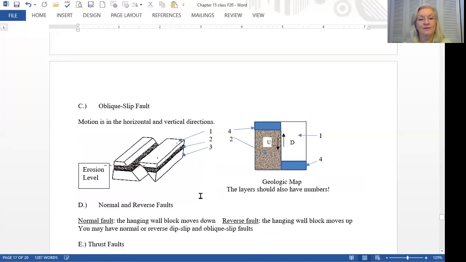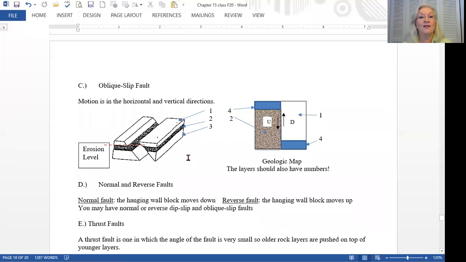All right, oblique slip faults. These have got everything put together. They go up and down and in and out. So the block on the left is coming out of the page towards us and going up. The block on the right is going into the page away from us and sliding down. So if we erode away the part that sticks up, that would be the top layer on the left-hand block. Then on the left-hand block, we're left with layer number 2.